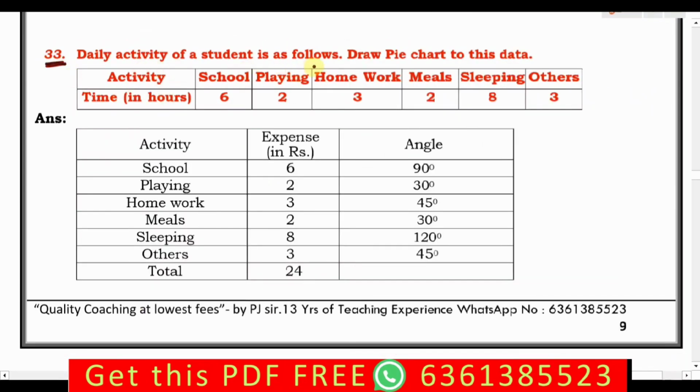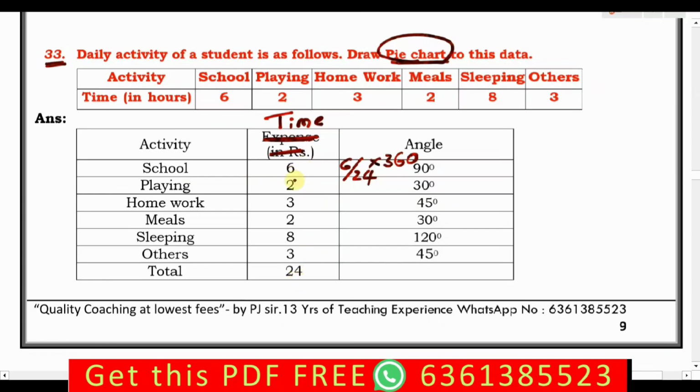Next question, question number 33. Daily activity of a student is as follows. Draw a pie chart. It is given that a pie chart is to be drawn. Activities: school, playing, homework, meal, sleeping, others. And in terms of hours it is also given how a student spends time on all these different activities. Since a pie chart is asked, let us consider this data and convert it into angles. For example, time allotted is 6 hours for school activity. Let us consider it for angle conversion.